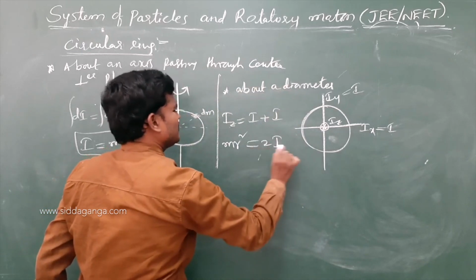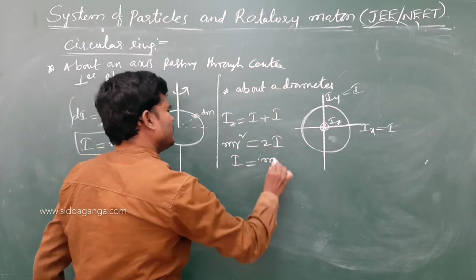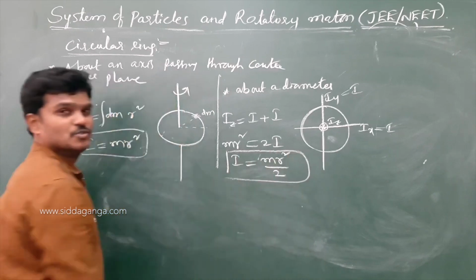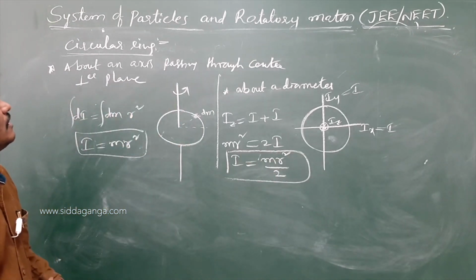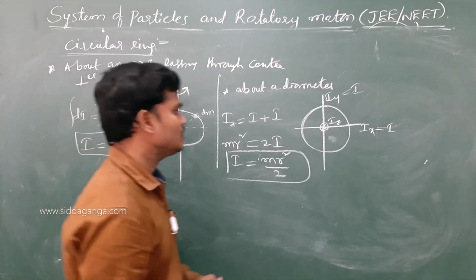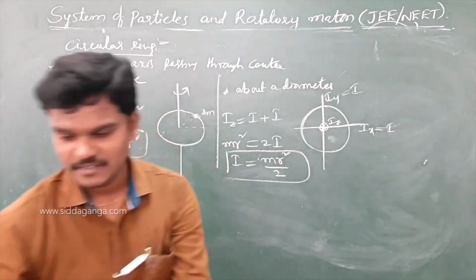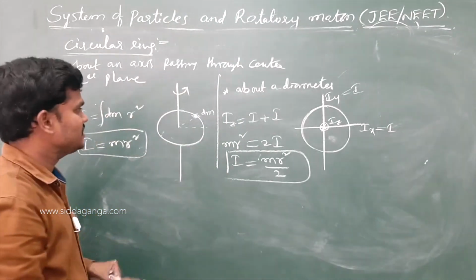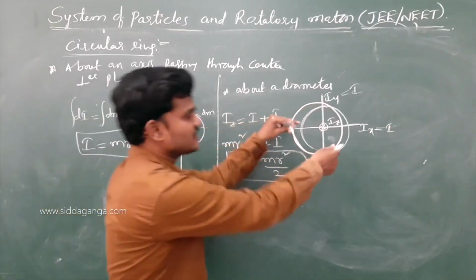MR square by 2. So the moment of inertia of a ring about any diameter is MR square by 2. Easy. Okay. And next, let us draw the tangents for both. Let us draw the tangent for the first one, and the tangent for the second one.